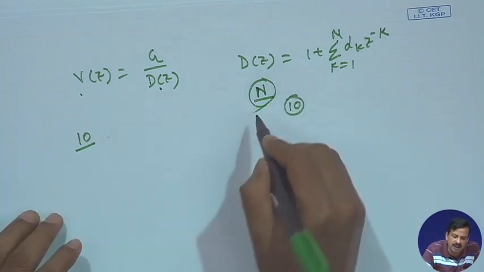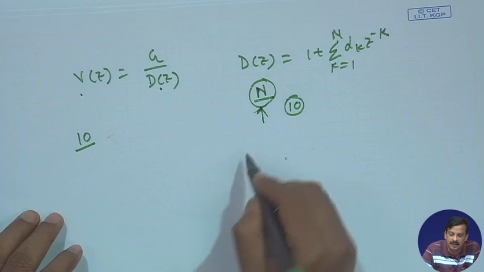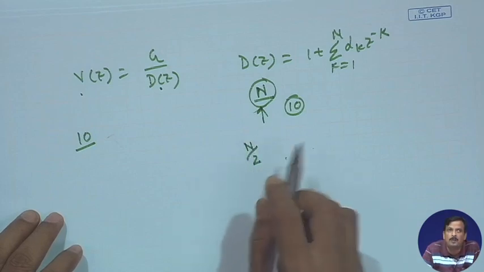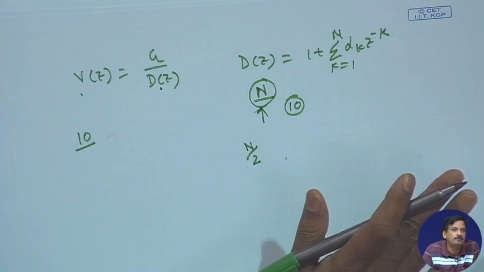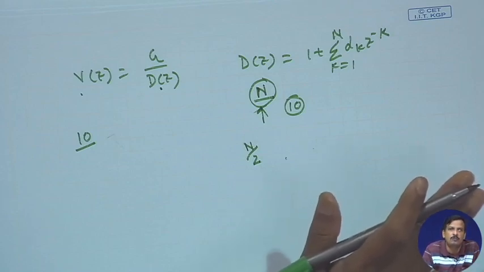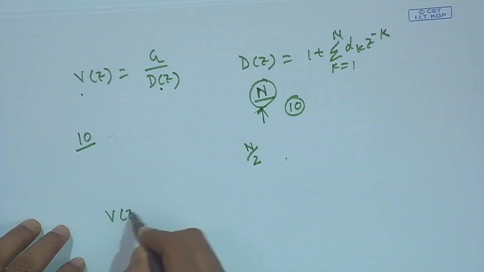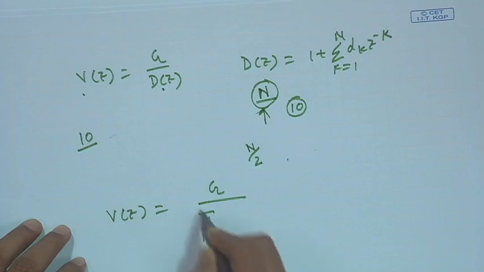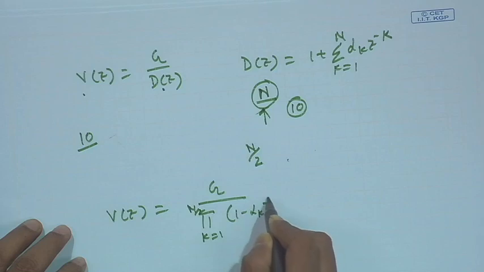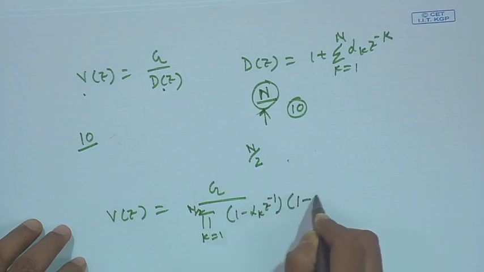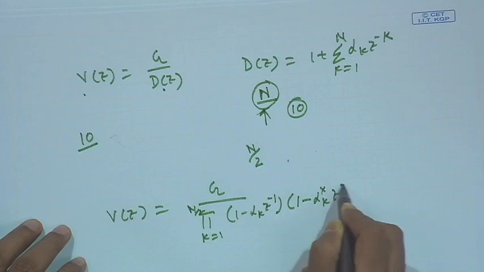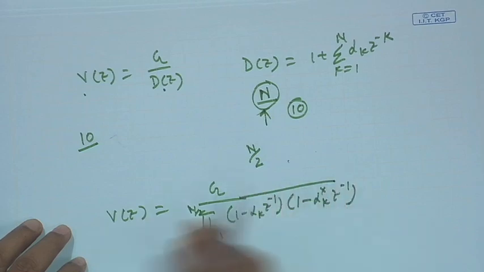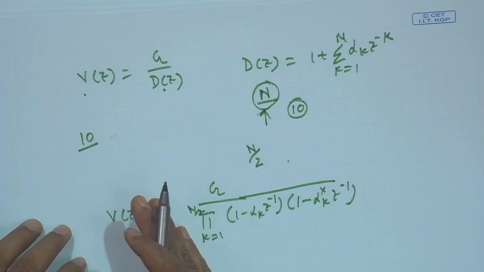So, if D(z) has n number of poles, then there will be n/2 complex conjugate poles, n/2 pairs of complex conjugate poles. So, I can say V(z) is nothing but G divided by the product for k equal to 1 to n/2 of (1 minus alpha_k z to the power minus 1) into (1 minus alpha_k star z to the power minus 1). So, it is nothing but an n/2 complex conjugate pole product.